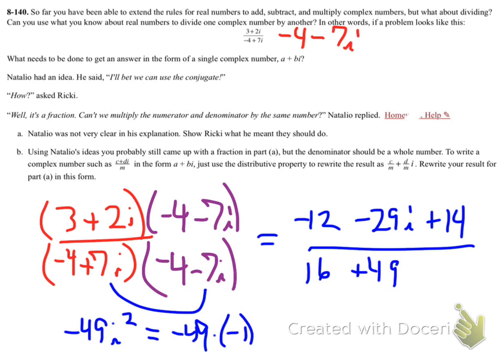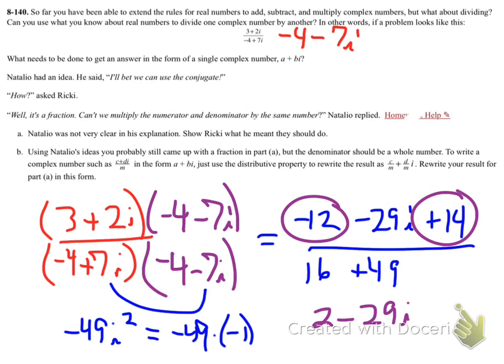So now when I simplify the numerator, I have like terms right there, so I'm going to get a positive 2 and a negative 29i divided by 65. So that is the answer to problem A.